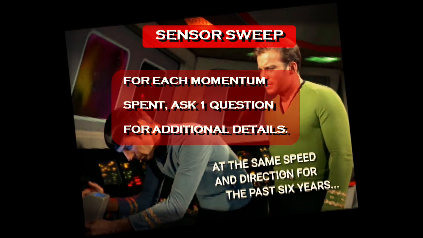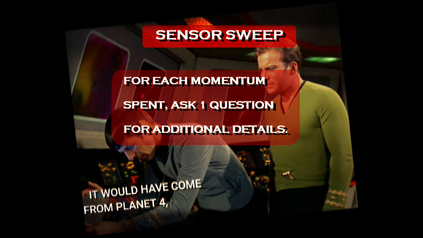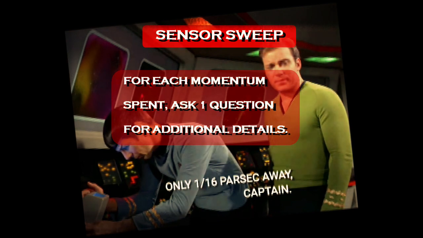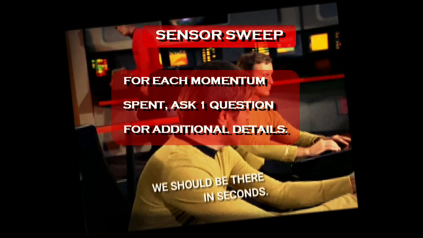Assuming that the wreckage drifted at the same speed and direction for the past 6 years, it would have come from Planet 4, Star System 892, directly ahead. Only 1/16th parsec away, Captain. We should be there in seconds.